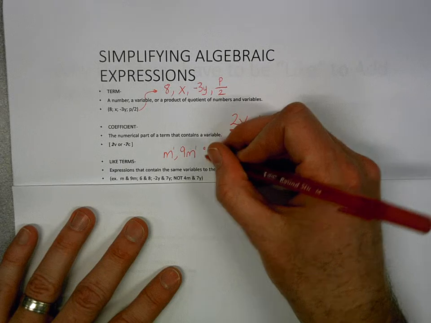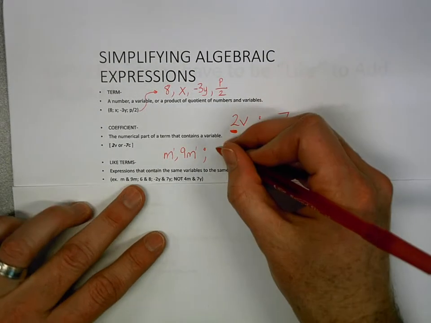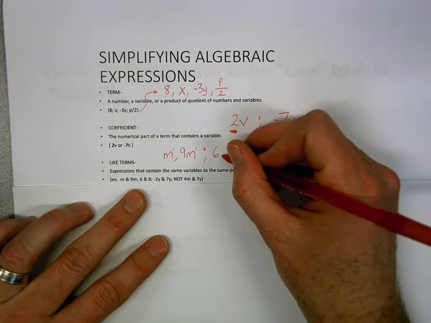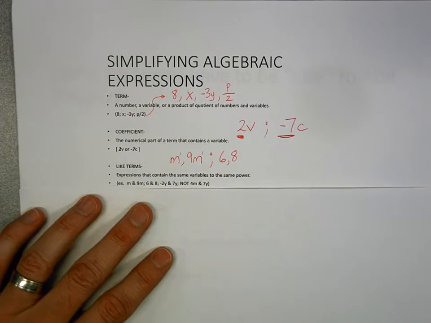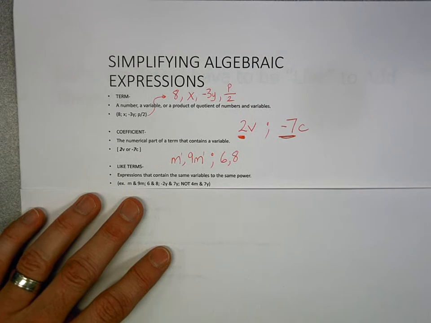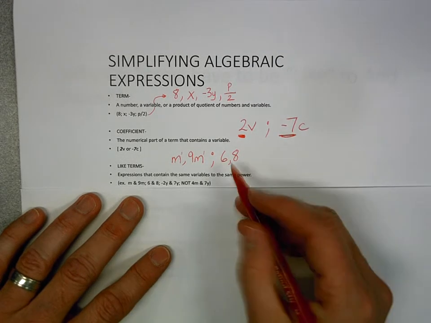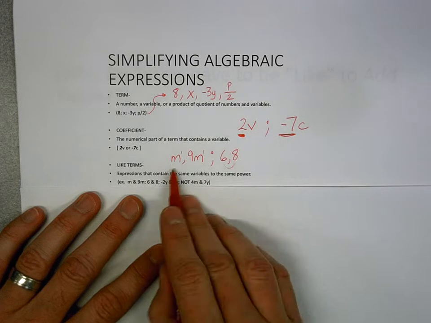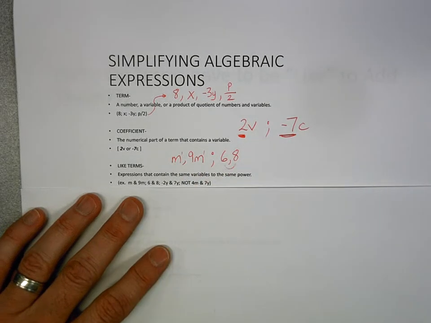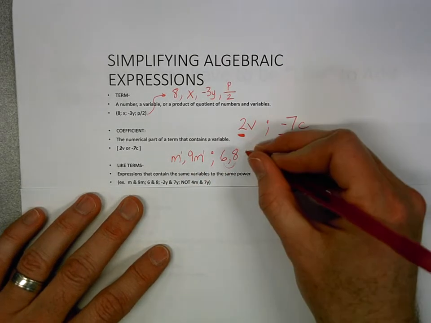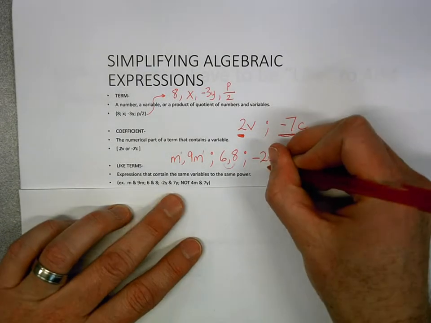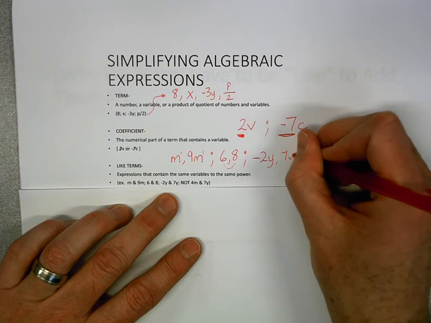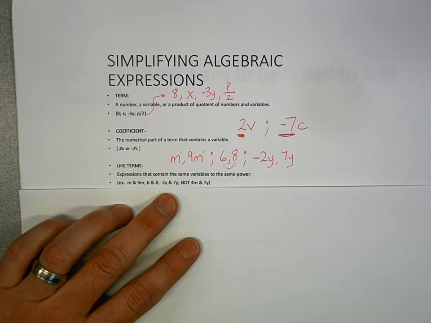I want to make sure I point this out: 6 and 8. But Mr. Wilkins, those aren't variables. Yes, but they are numbers. And when numbers are by themselves with no variable, they are like terms to each other, not to these, just to each other. Something like negative 2y and positive 7y are like terms. They both have the variable y in them.